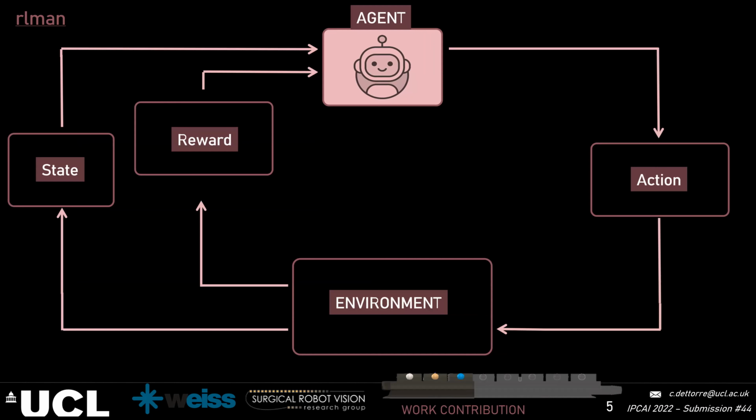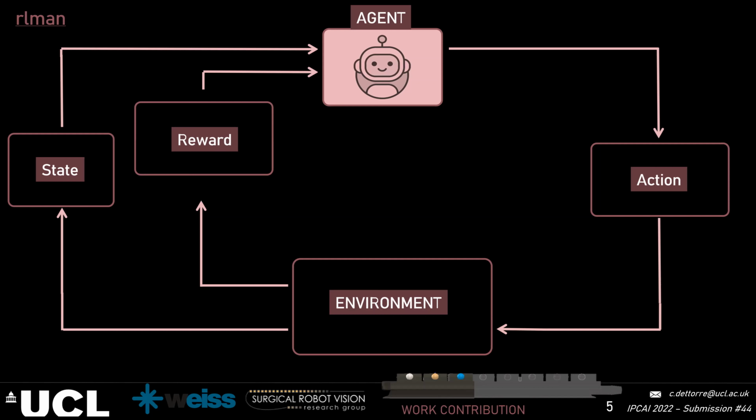We can now introduce RLMan, a reinforcement learning framework that relies on a simulation environment compatible with the state-of-the-art library for reinforcement learning and also with the Da Vinci Research Kit. In RLMan, different manipulation tasks can be trained in different environments.